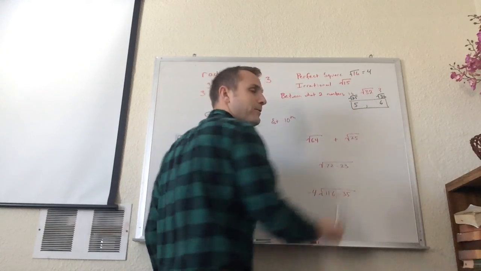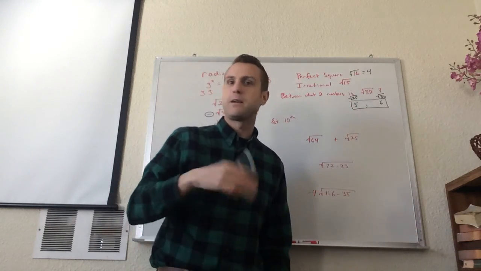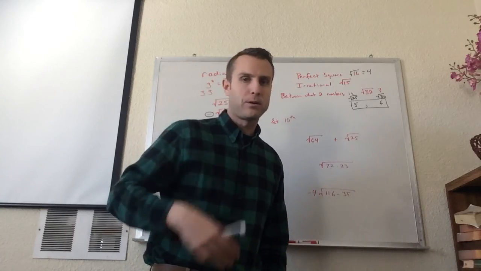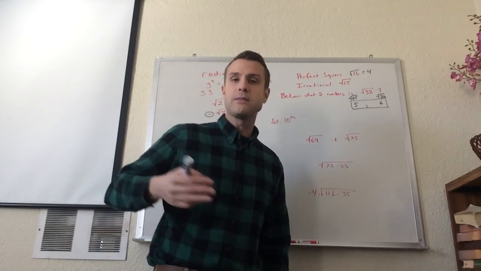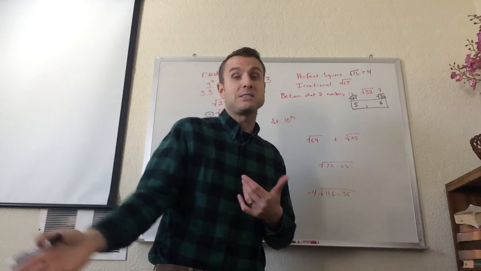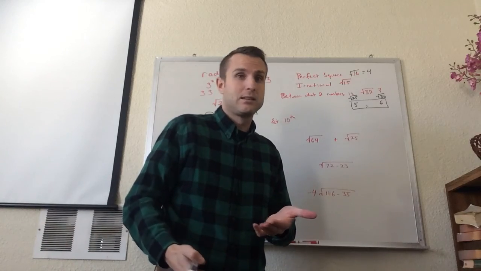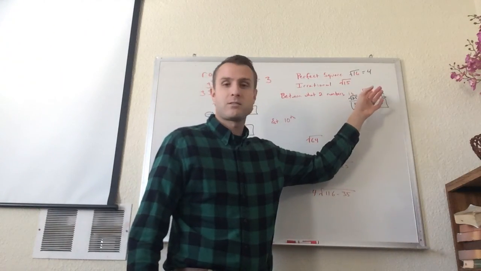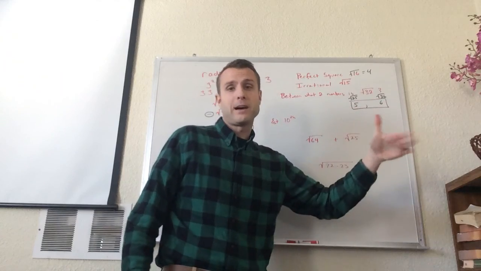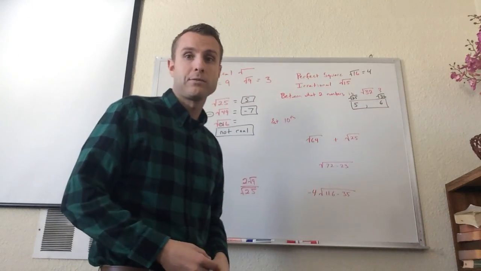I know it's between 5 and 6. So it could be 5.1, 5.2, 5.3, 5.4, 5.5. It could be any of those numbers between 5 and 6. It's not going to be 6 because it has to be less than 6, because 6 squared is 36 and this is 32. And it's going to be bigger than 5 because 5 squared is 25.